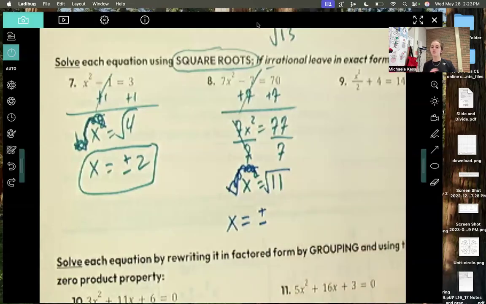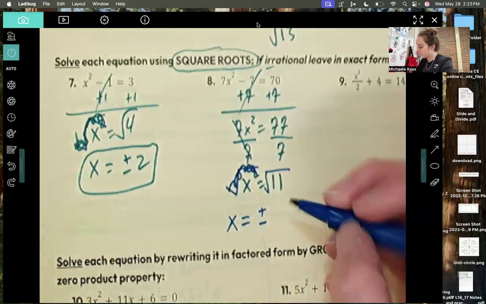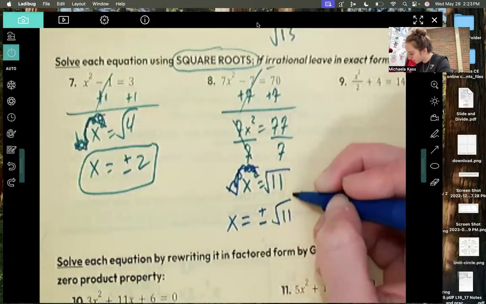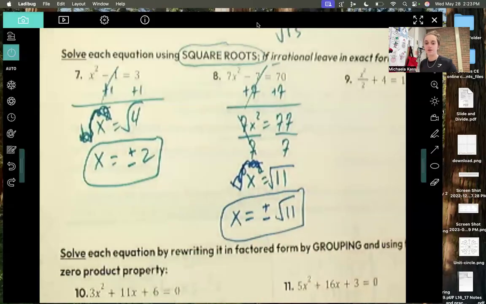And can you take the square root of 11? No, you can't. So you leave it the way it is. This is our final answer right there, okay? Exact form.